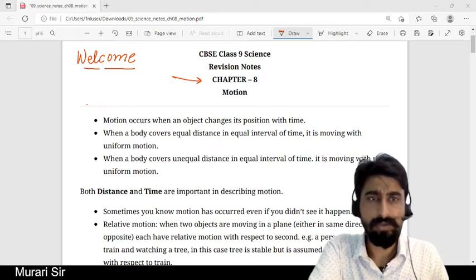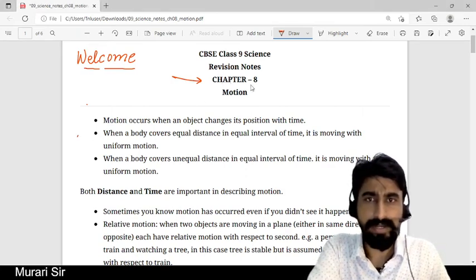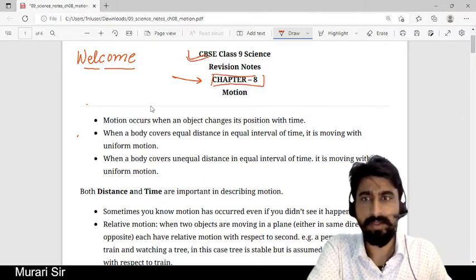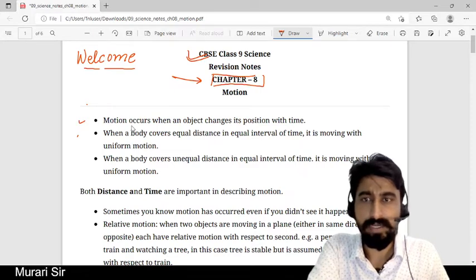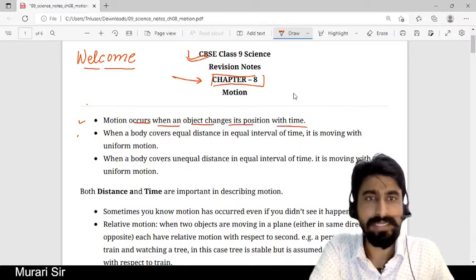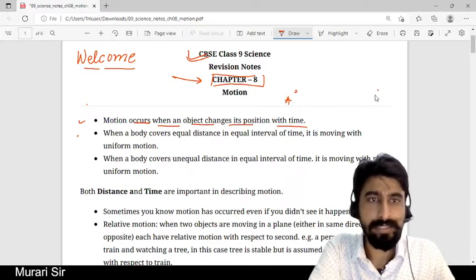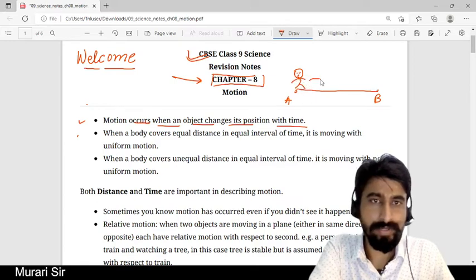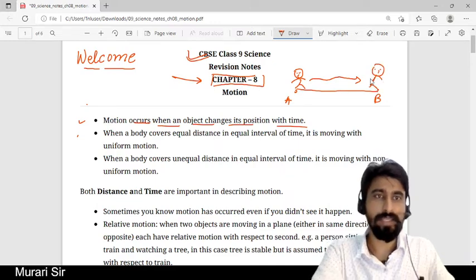Here you can see it on the screen, motion. All right, it is chapter 8 in your CBSE book. Okay, so motion is nothing but occurs when an object changes its position with respect to time. What does that mean? Simply take 2 points, point A and second point as B. Okay, and there is a straight line. Consider, suppose there is a person, okay, and he is moving from A to B. Now he is standing at position B. Okay, that will be perfect.